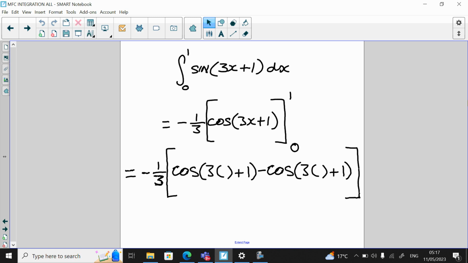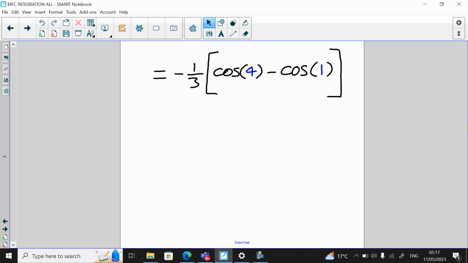And don't worry if you've seen something come up on the screen there. I may have skipped a few pages. Upper limit goes in there. Lower limit goes to the right. On the left, I think I can sort that. 3 times 1 plus 1 is 4. On the right, 3 times 0 is 0 plus 1 is 1. So I've got cos 4, take away cos 1, and I'll have the negative third at the front. Okay, so I've sorted that.